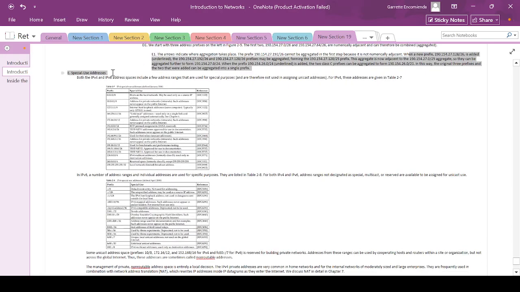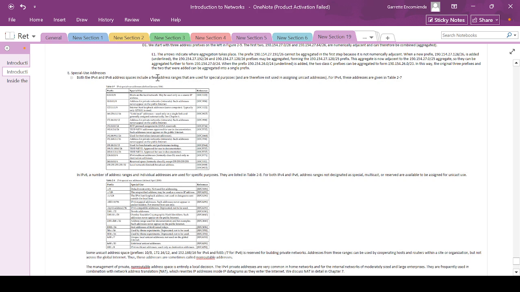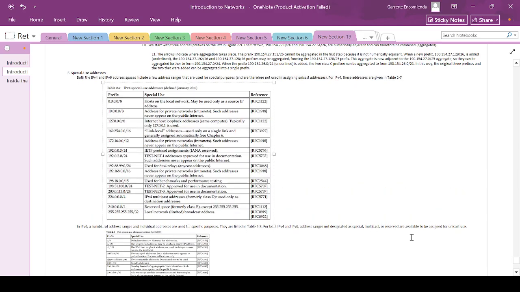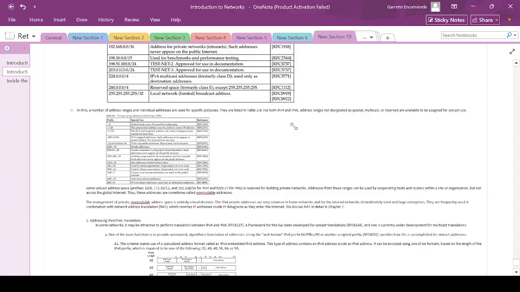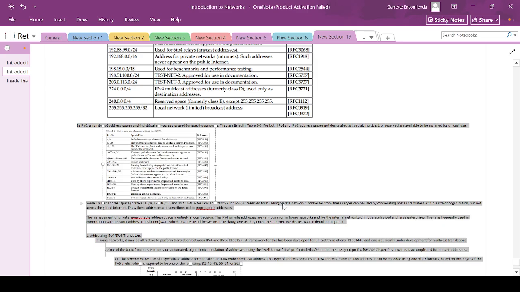So here, special use addresses. Both the IPv4 and IPv6 address space include a few address ranges that are used for special purposes and therefore not used in assigning unicast addresses. For IPv4, these address spaces are given in table 2.7. So for all the things like the link local, those are not for assignment of unicast addresses in the network using your router. Again, we're talking about the network layer here.